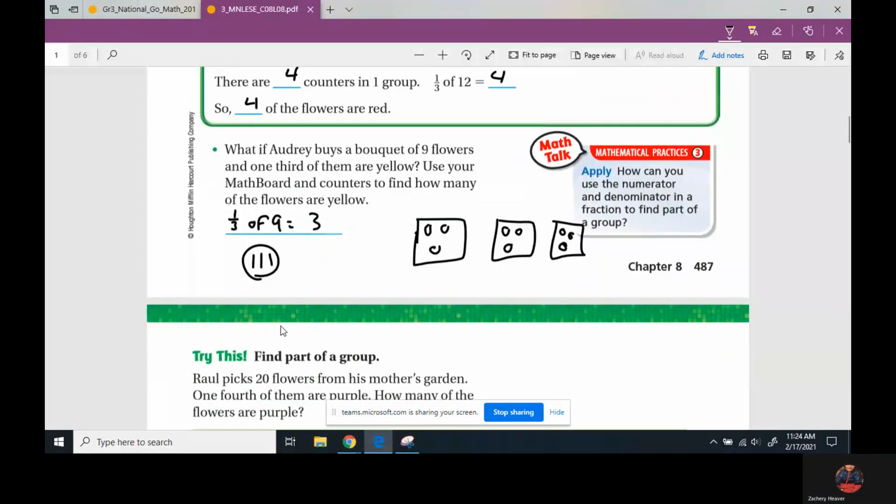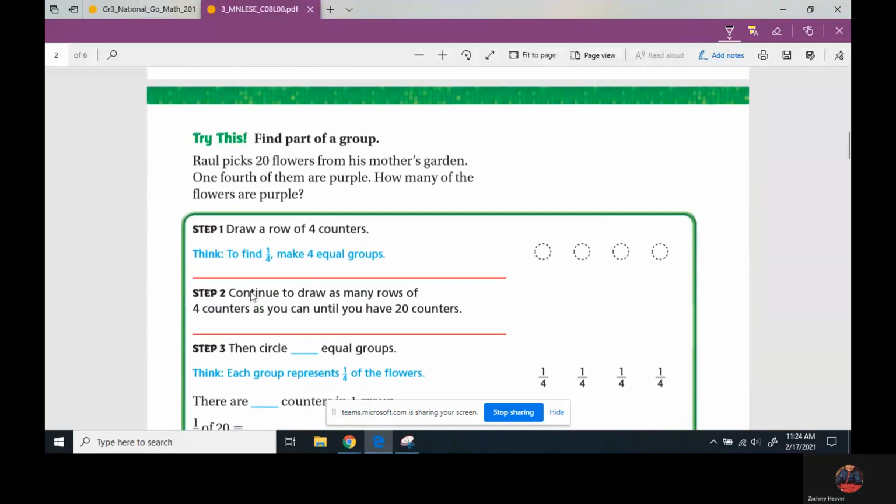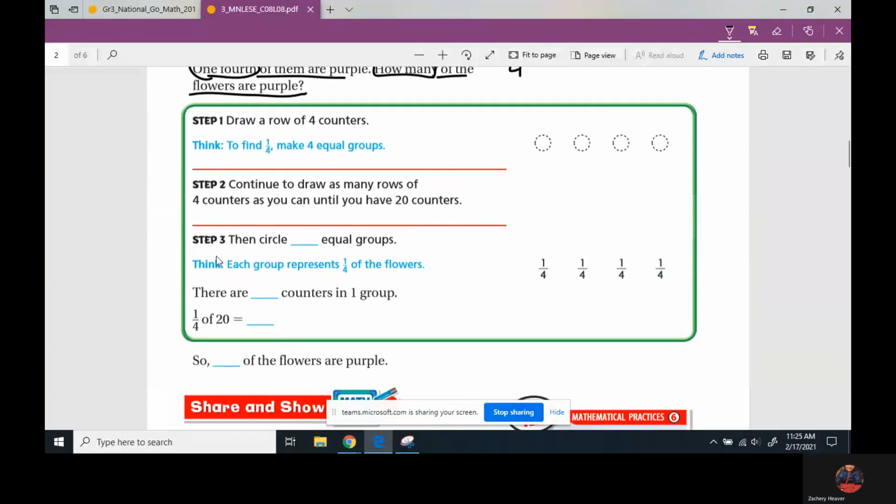All right. Next one. Raul picks 20 flowers from his mother's garden. 1/4 of them are purple. How many flowers are purple? So we know we have to find 1/4 of 20. That's what we're looking for. 1/4 of 20. So it says make 4 equal groups.